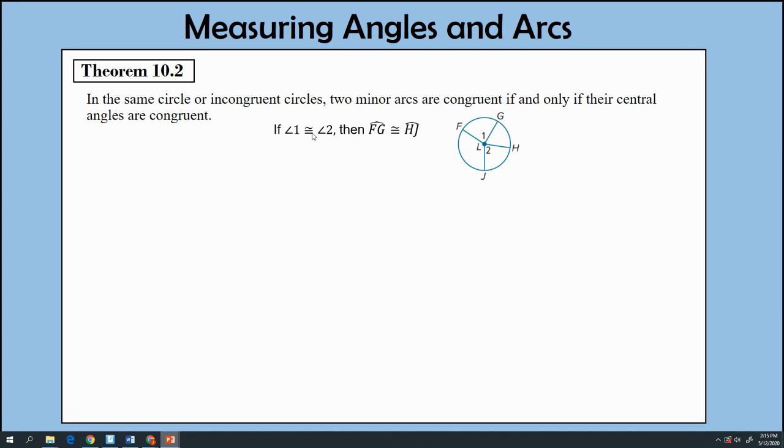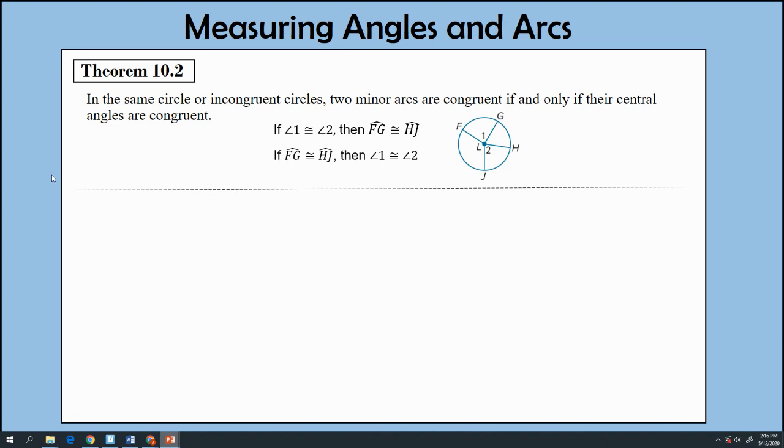And then the converse of this, because we used if and only if, biconditional, that means the converse is true. So let's say we knew that this arc FG and this arc JH were the same. Well, then their two angles would have to be the same. So 1 and 2 would have to be congruent. Kind of common sense, but they just like to give you theorems like this to get you thinking about other ways we can apply it.